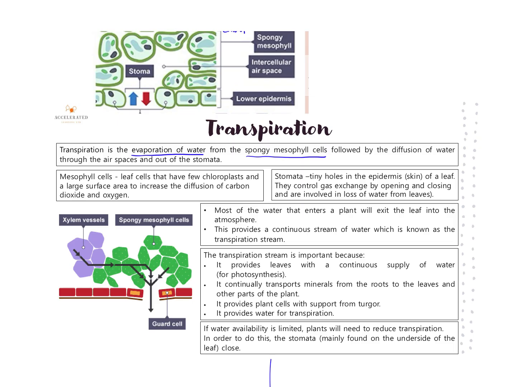Now, why this is actually important is it's going to give the leaf a continuous stream of water, because we know we need water for photosynthesis. It'll continually transport the minerals from the roots to the leaves and to other parts of the plants. It provides plant cells with support from turgor. Now we've looked at turgor. Turgor is like the swelling. Do you remember we said taking in the water? The water will enter my vacuole. It'll push against the wall and it makes it kind of swollen. And it provides water for transpiration.